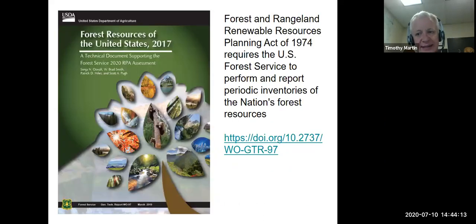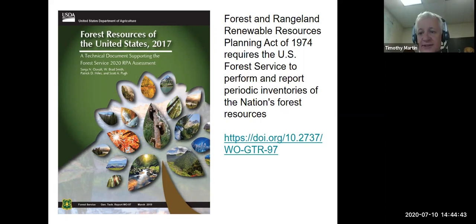There's a lot of data in this lecture, and the data come from this document. This is the document that's published every 5 years by the U.S. Forest Service Forest Inventory and Analysis, or FIA program. This is something that's required by federal law, that every 5 years the U.S. Forest Service inventories all forests in the United States. This book has tons of great data in it.